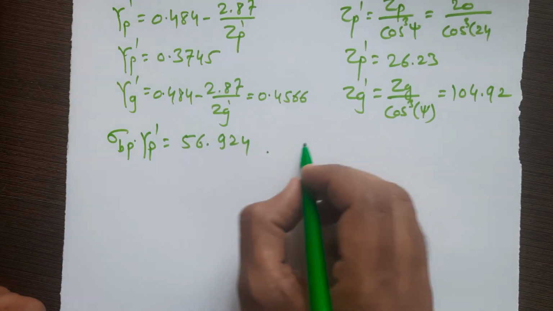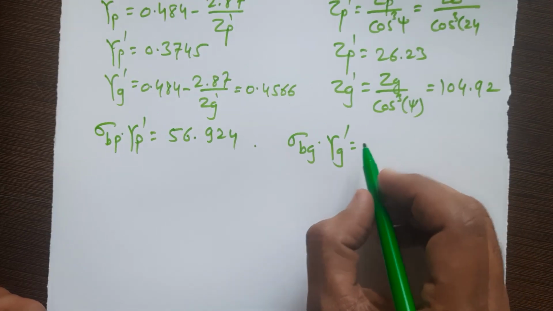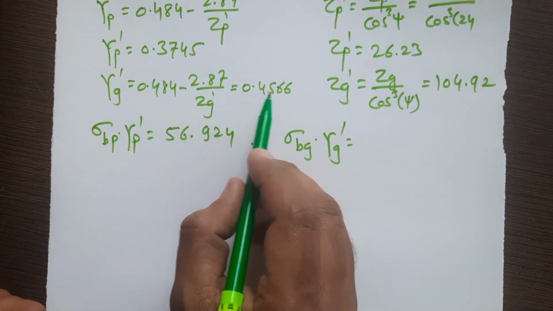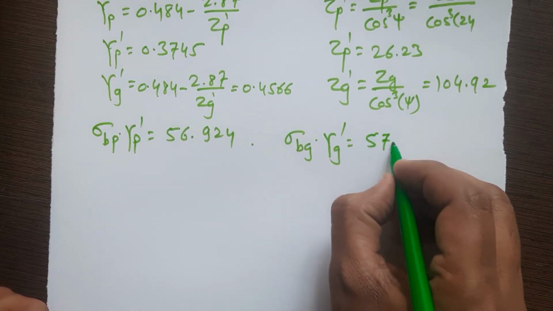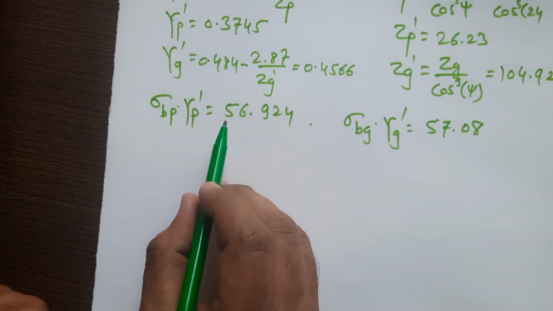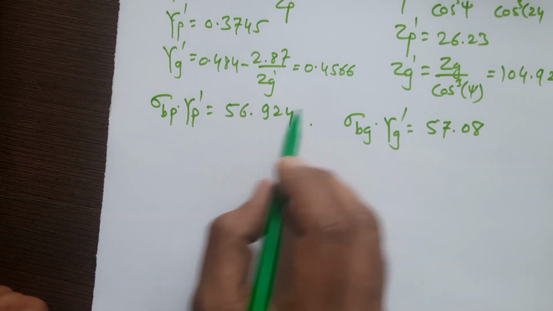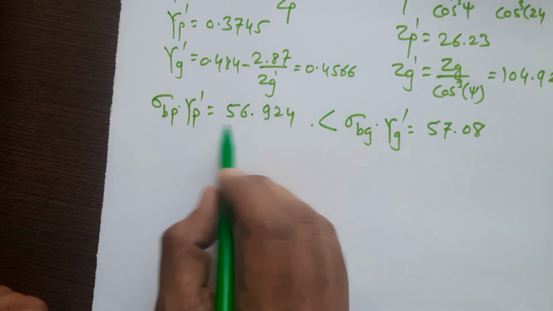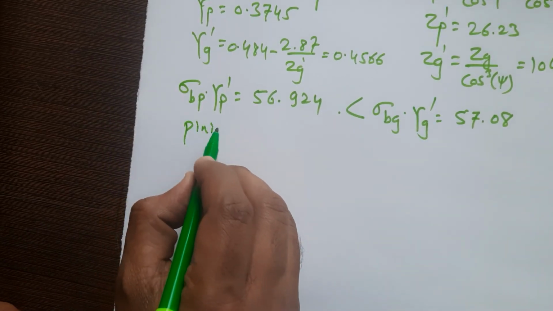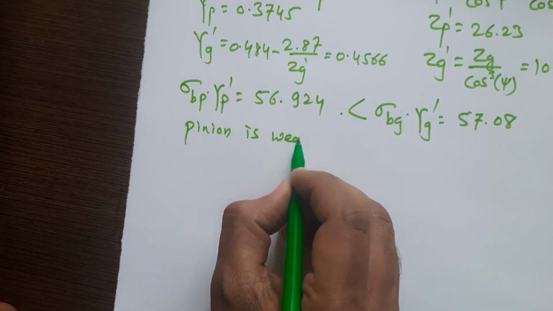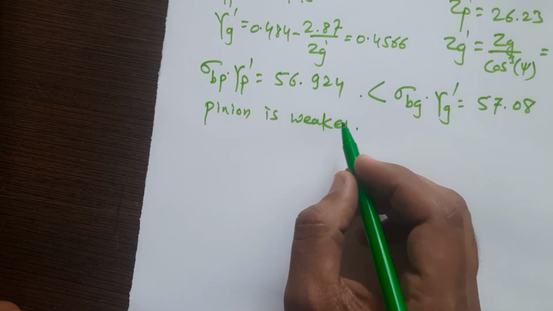If you multiply it, the product will be 56.924. Similarly sigma BG into Yg dash: sigma BG is 125 and Yg dash is 0.4566. If you substitute here, you will get 57.08. Now see here, sigma BP into Yp dash is 56, sigma BG into Yg dash is 57. So here the pinion is weaker, because this product for the pinion is less than this product for the gear. Now after getting this weaker element, you need to go for the beam strength of the weaker element.